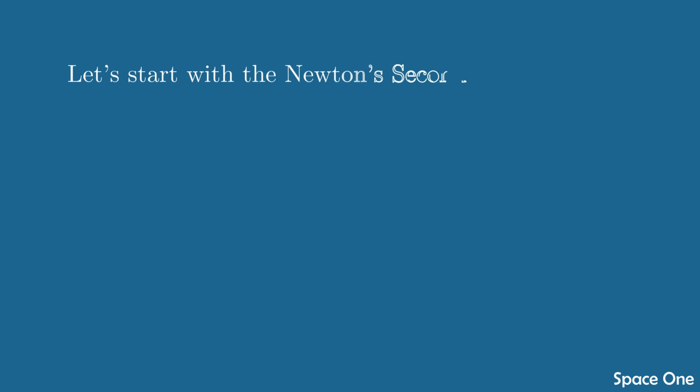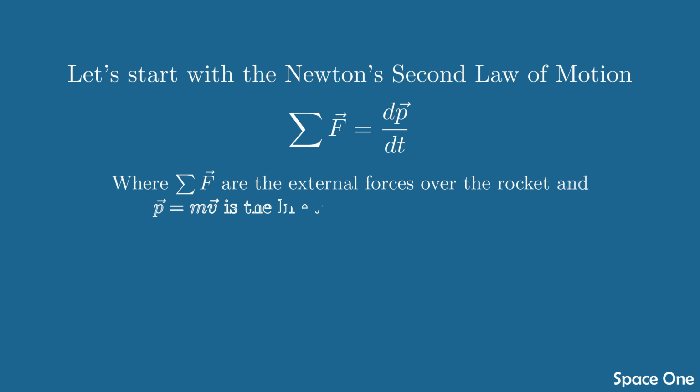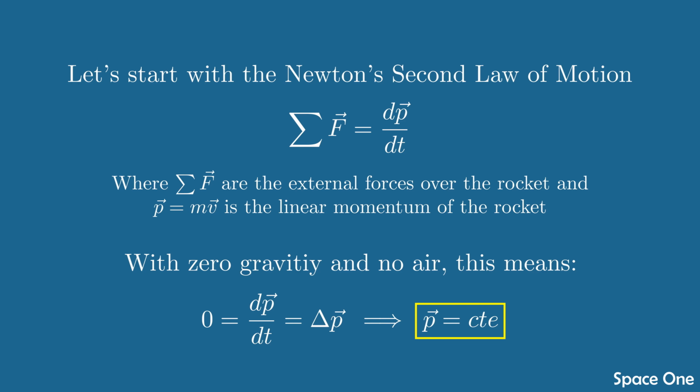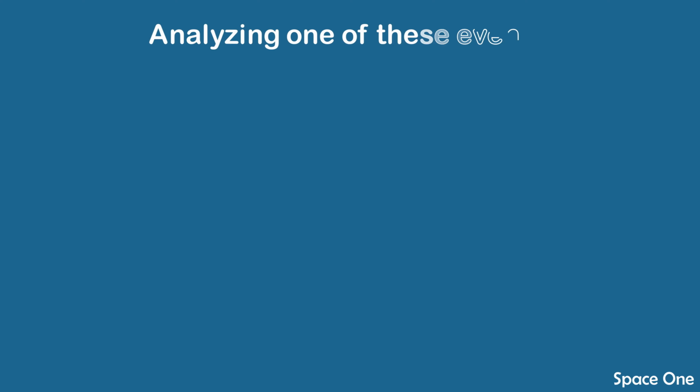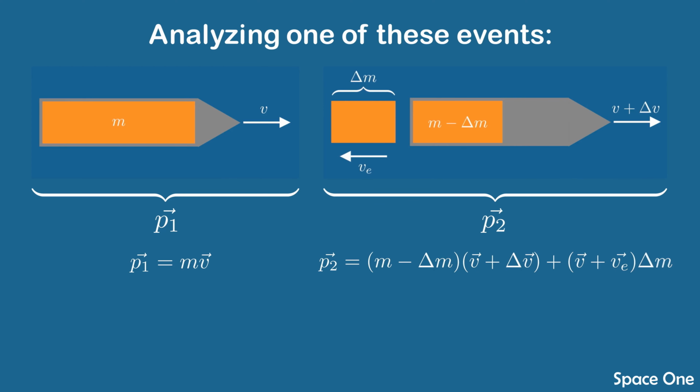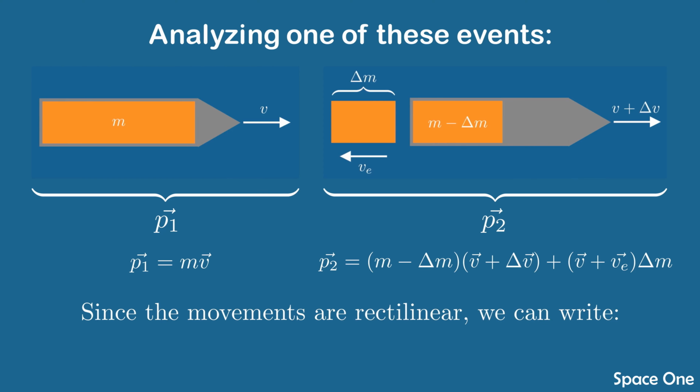Let's start with Newton's second law of motion, where the summation of F are the external forces over the rocket, and the vector P is the linear momentum of the rocket. With zero gravity and no air, this means... analyzing one of these events, since the movements are rectilinear, we can write it.